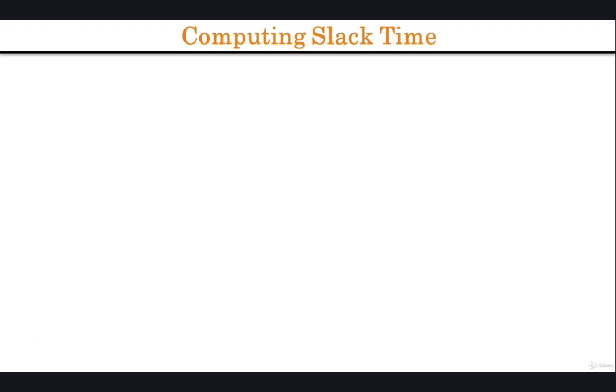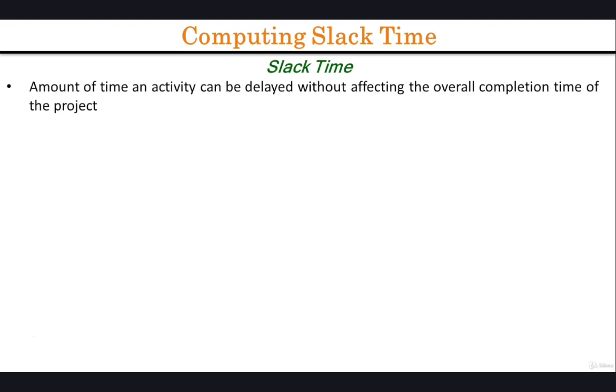The technical term for this wiggle room is slack time. It is the amount of time an activity can be delayed without affecting the overall completion time of the project. The slack time of an activity is determined based on an additional set of calculations known as the late start schedule. So far we have computed the earliest start time and earliest completion time of each activity by going through the project from beginning to end.